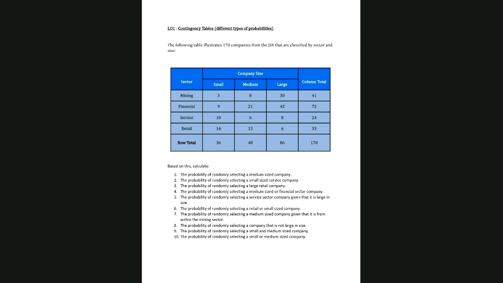So it's imperative that with your contingency tables, you pay very careful attention to the wording, because you're going to find that it's easy to read a question and not pick up on some of the key words in the questions. So like here, for instance, it says the probability of randomly selecting a company that is not large in size. So your key word here is the word not large in size. So whenever you see the word not in a probability type of question where you have your contingency table, it immediately signals to you here that this is the complementary rule.